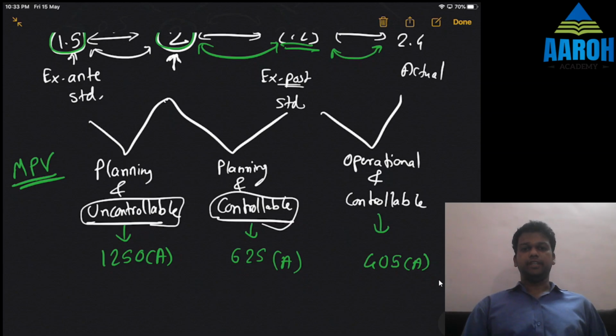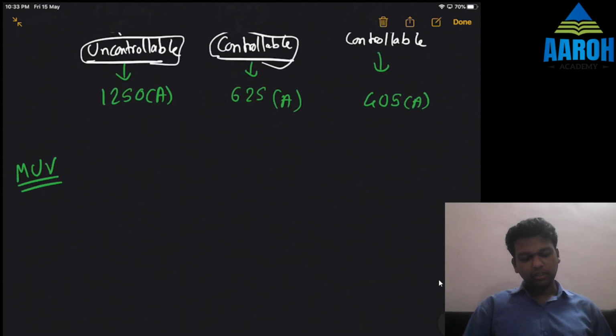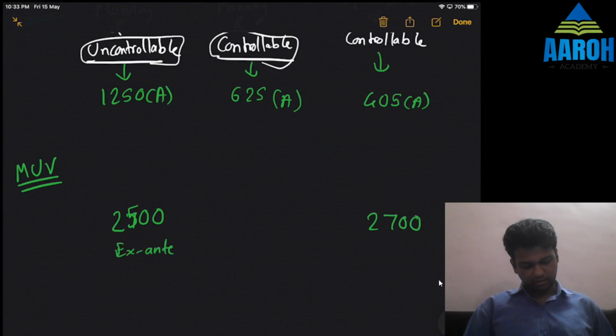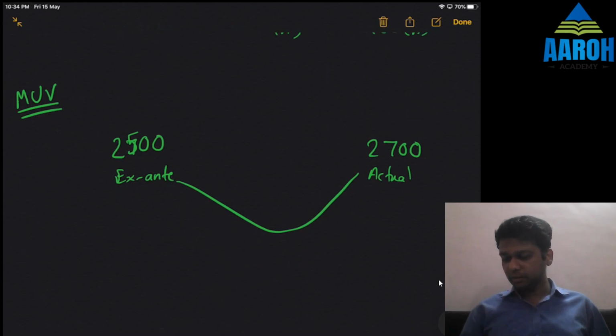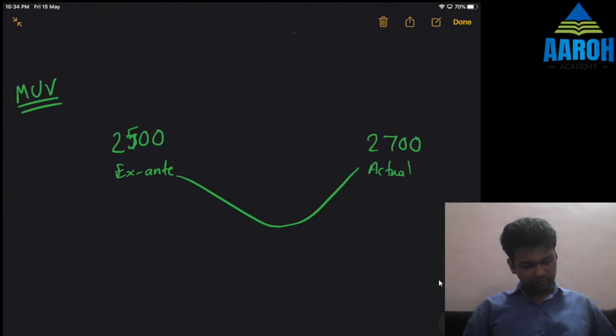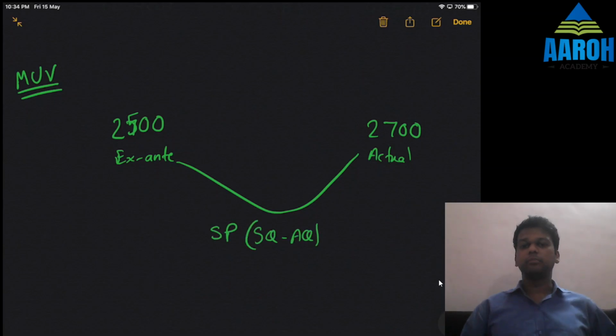Let's go to material usage variance. For material usage variance, standard is 2500, actual is 2700. This is the ex ante standard, this is actual. They have not given any ex post standard for usage variance. That means 2500 was possible. So for usage variance we cannot calculate this variance in any more detail. We just have to take the difference between these two, right? What is the formula of usage variance? Standard quantity minus actual quantity into standard price, right?